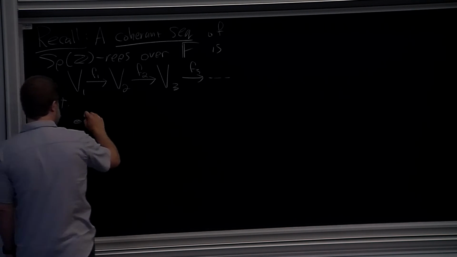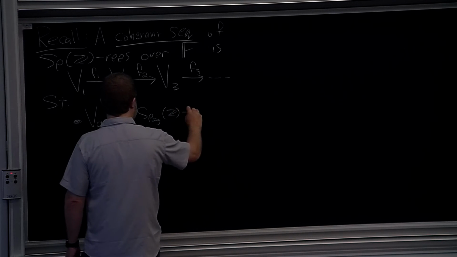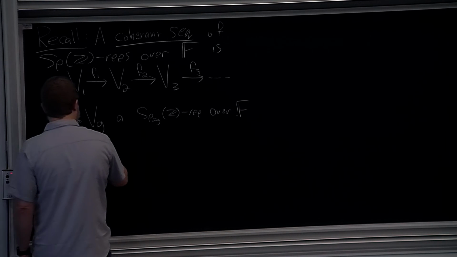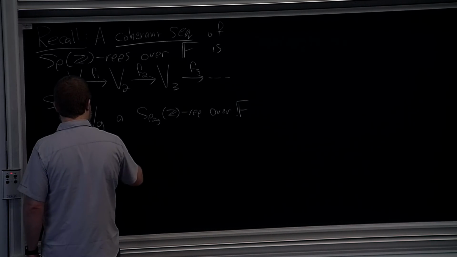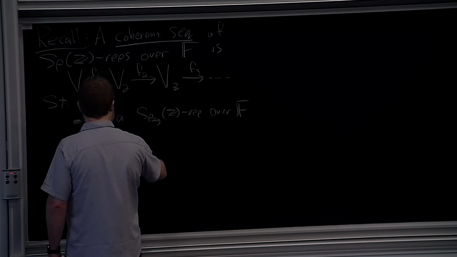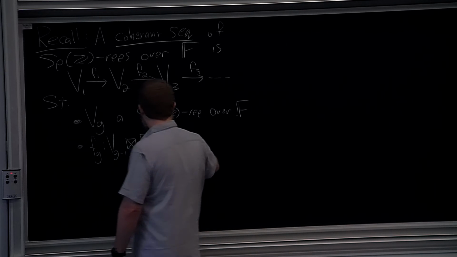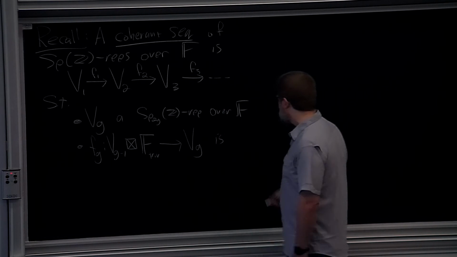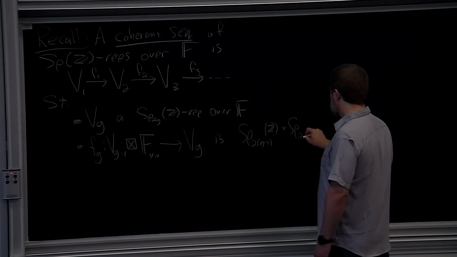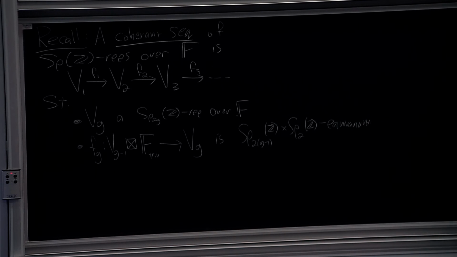I'm stating this a little differently than last time. So V sub g is an Sp_2g(Z) rep over F. And now F sub g is going from V sub g minus 1, but now I'm going to take an external tensor product with the trivial representation, going to V sub g, is Sp_2(g-1)(Z) times Sp_2(Z) equivariant.